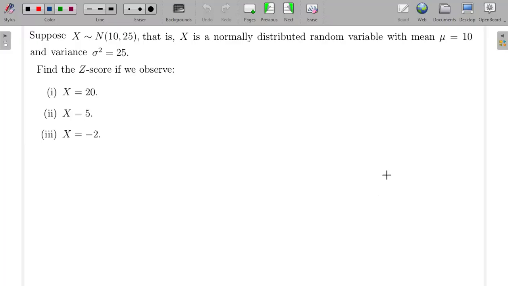Welcome to this video. In this video, we are going to learn how we can convert observed values for a variable which is normally distributed to a z-score.